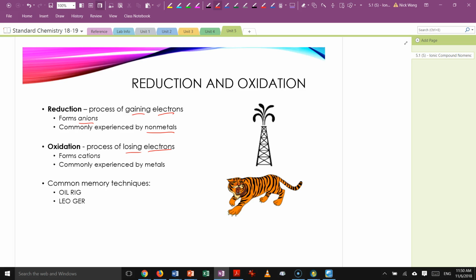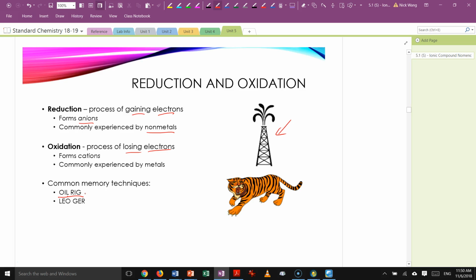A couple of memory techniques, OIL RIG. You see this little guy right here, that's OIL RIG. OIL, O refers to oxidation, is losing. So oxidation is losing electrons. And then RIG, R represents reduction, I is G, gaining. Reduction is gaining, and even though it's not specifically stated, the word electron is assumed here. So OIL RIG, oxidation is losing electrons. Reduction is gaining electrons. That's how you can distinguish between the 2.